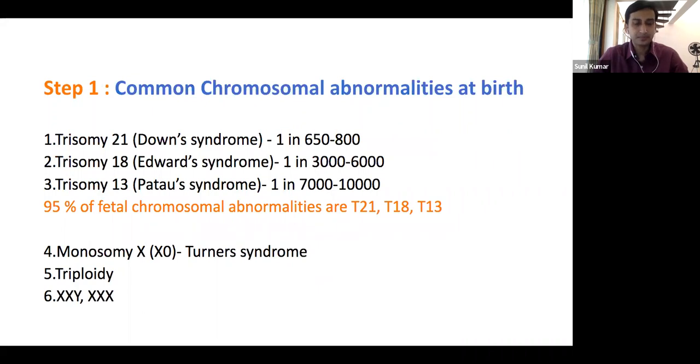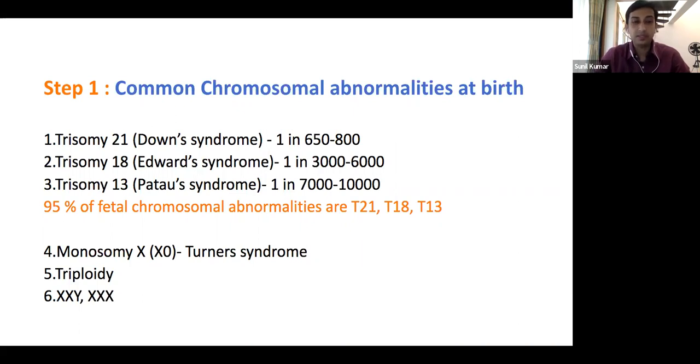In step 1, let us know what the common chromosomal abnormalities at birth are. The most common is trisomy 21, called Down syndrome, which occurs at a rate of 1 in 650 to 800 births. Next is trisomy 18, called Edwards syndrome, which happens at 1 in 3000 to 6000 births. And trisomy 13, called Patau syndrome, occurs at 1 in 7000 to 10,000. These 3 chromosomal abnormalities, trisomy 21, 18, 13, comprise 95% of fetal chromosomal abnormalities.